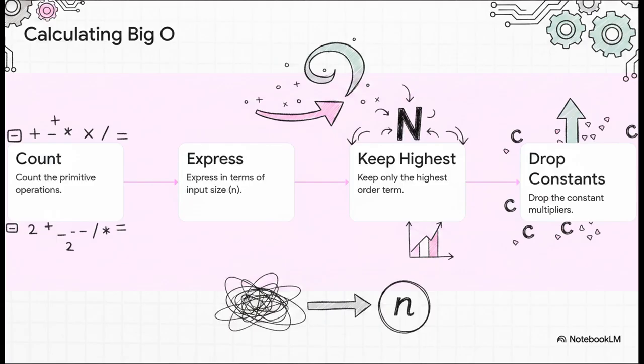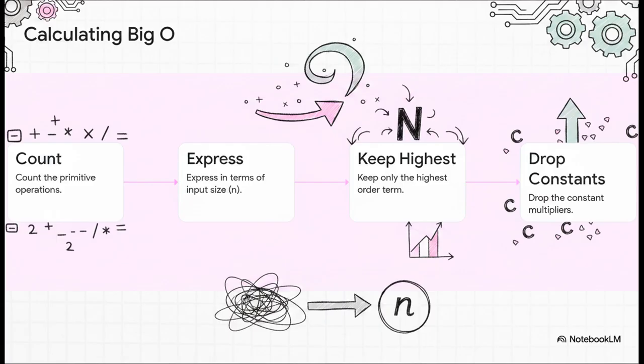Step 1. You count the basic primitive operations, things like arithmetic, assignments, or comparisons. Step 2. Express that count in terms of the input size, which we call n. Step 3. Keep only the highest order term. Why? Because as data grows infinitely large, those lower order terms become totally negligible. And finally, Step 4. Drop the constant multipliers.